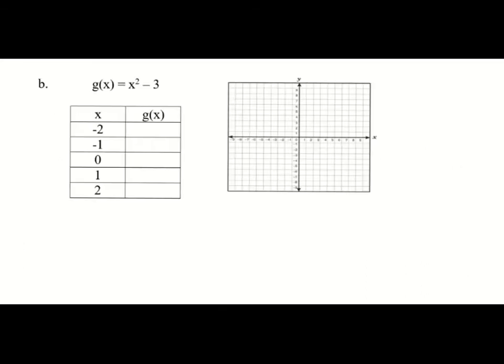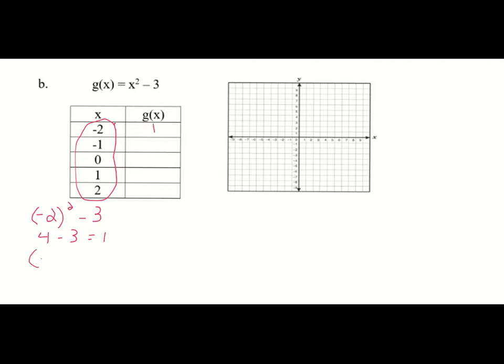Okay, and here we are going to graph x squared minus 3. Again, they gave us the x values. We're going to plug those in to find g of x, or y, the range. So we're going to start off with negative 2 squared minus 3. Negative 2 squared is 4. 4 minus 3 equals 1. So that goes there. That should be a 1 right there.